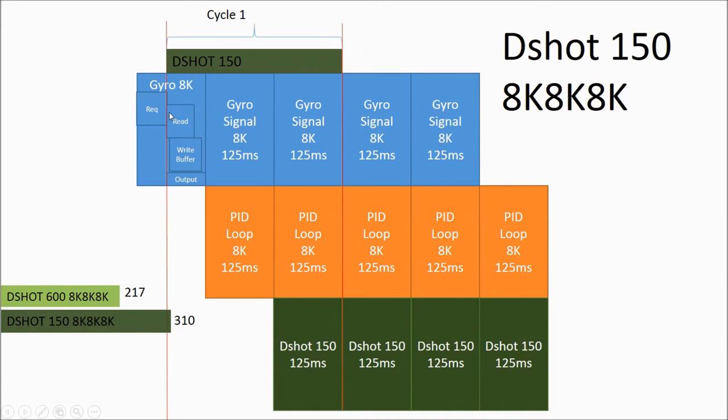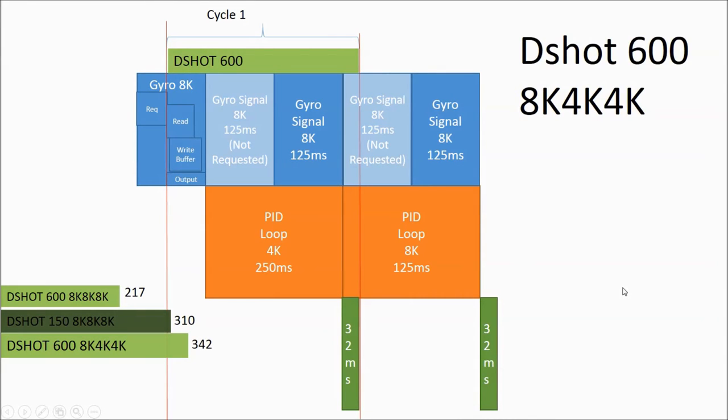So this is DSHOT 150 basically compared to the previous DSHOT 600. So we have the 60 microseconds for the gyro lag, we have the 125 microseconds for the PID loop, and then we have another 125 microseconds that we're adding for the DSHOT 150 protocol. Now compared to DSHOT 600 running on 8K, 4K, 4K, it's almost exactly the same speed because the ESC's not having to wait that much longer until it can respond. So it comes through here, 250 microseconds for the PID loop to process, and then 32 microseconds before the ESC starts to respond.